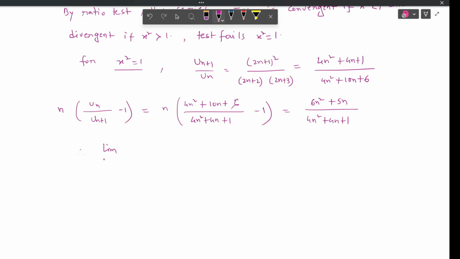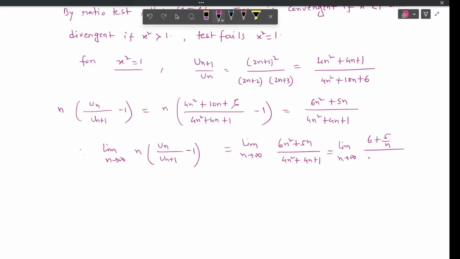Now apply limit here. Limit n tends to infinity n into u of n by u of n plus 1 minus 1. So if you apply limit here, limit n tends to infinity 6n square plus 5n by 4n square plus 4n plus 1. So take n square common from numerator and denominator, it will cancel out. So it will be limit n tends to infinity 6 plus 5 by n by 4 plus 4 by n plus 1 by n square. If you put n tends to infinity, this will be 0, this will be 0, this will be 0. So this value is 6 by 4, that is 3 by 2, which is greater than 1.